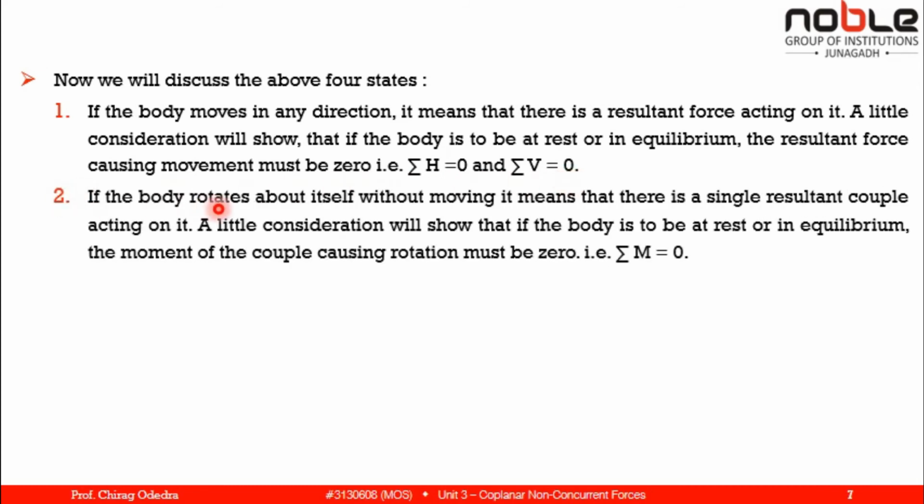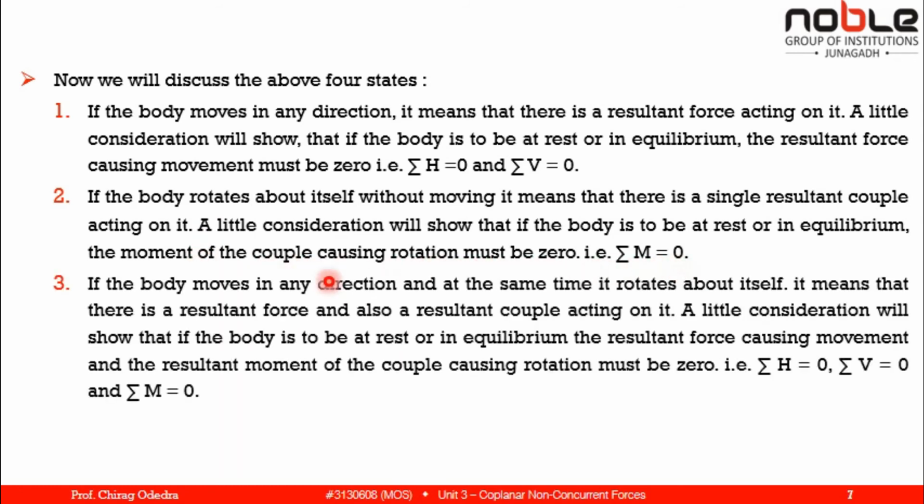Second, if the body rotates about itself without moving, it means that there is a single resultant couple acting on it. A little consideration will show that if the body is to be at rest or in equilibrium, the moment of the couple causing rotation must be 0. That is, sigma M is equal to 0.